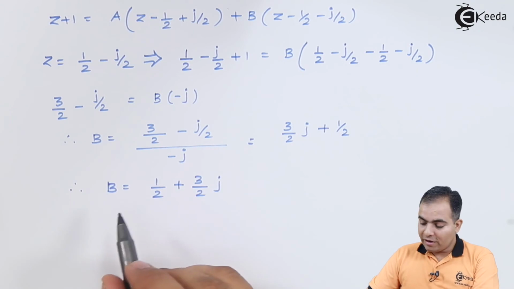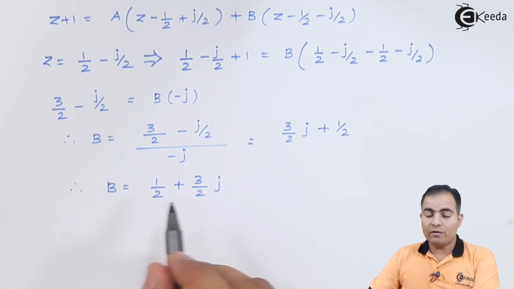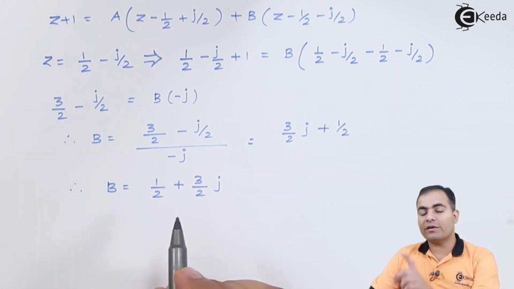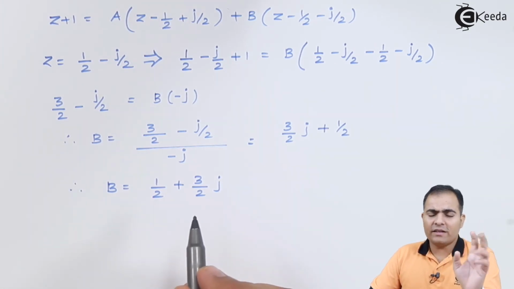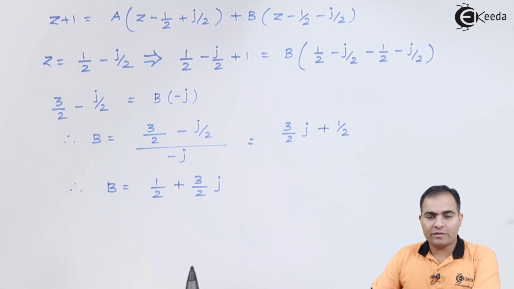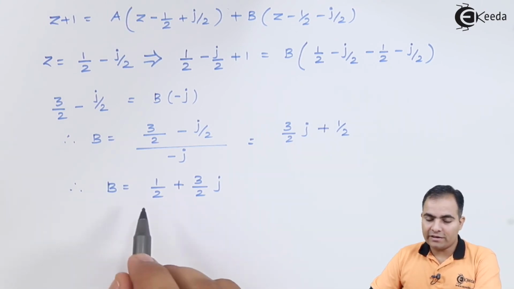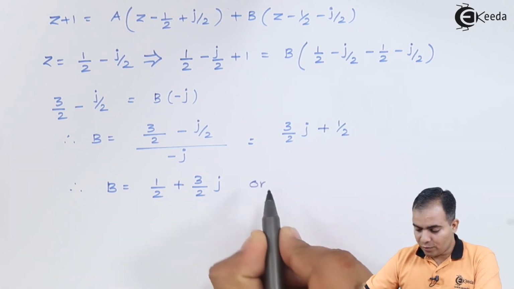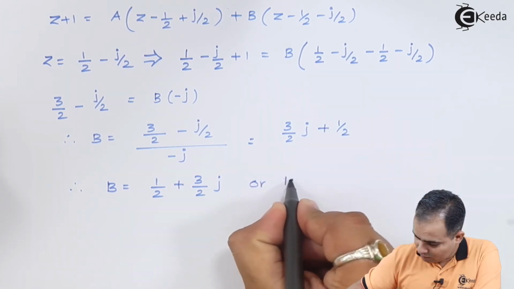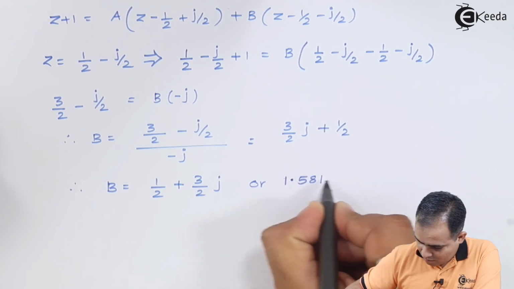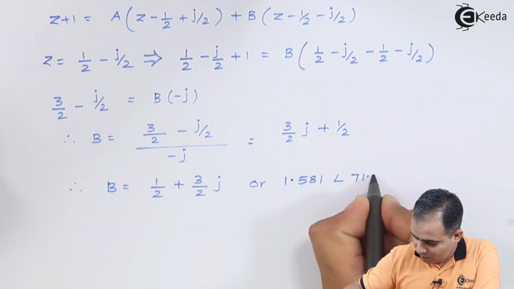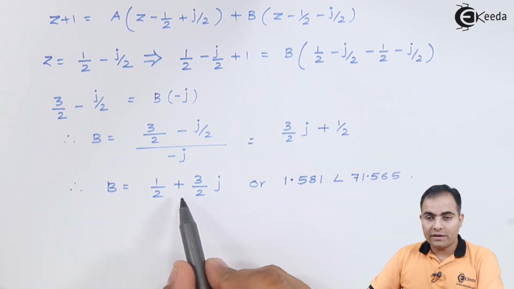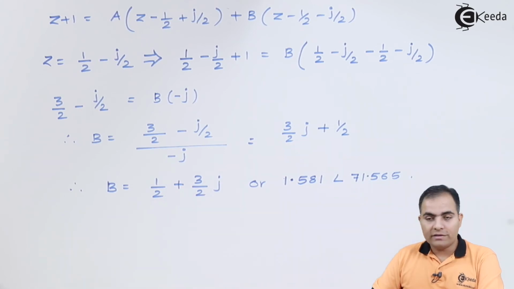So as I said, our a value and b value are always similar, and we can say that they both are complex conjugates of each other. So if you solve the value of a, then directly you can say that the value of b is the complex conjugate of a, and hence our answer is half plus j 3 by 2. Now I'll calculate its polar form also. So this is our rectangular value, and this one is our polar value.